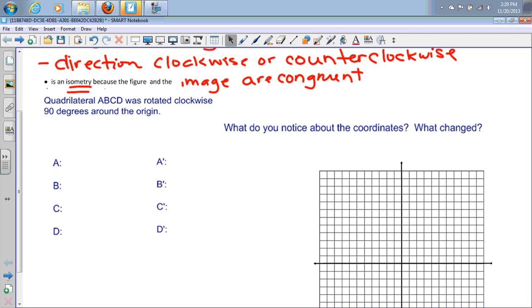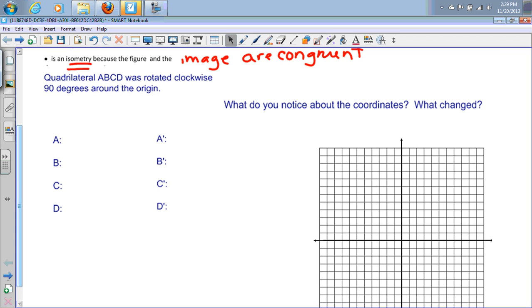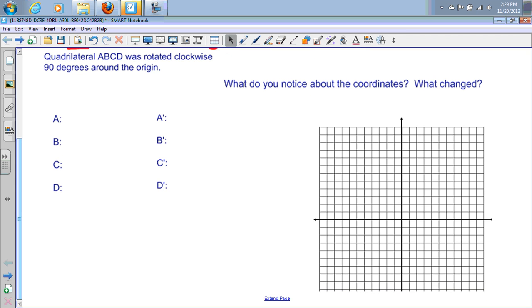Well, how can we rotate that when we don't know the coordinates? I'm going to give you quadrilateral ABCD. We'll do this one in red. A is -5. Remember, we start at the origin. 1, 2, 3, 4, 5, -1. This is A. B is -2, -1. C is -3, 1, 2, 3, -7.